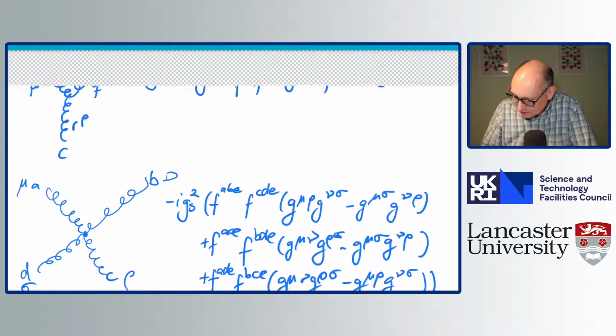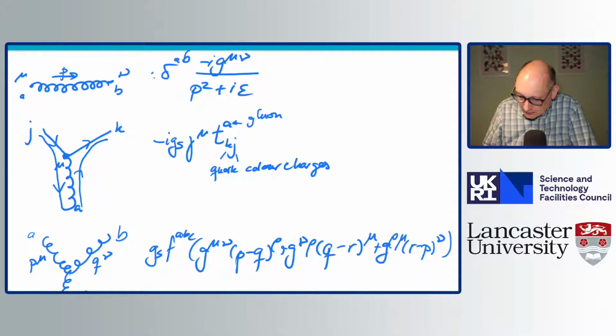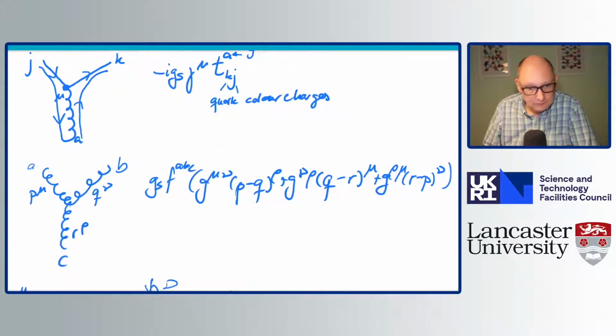Now, I already said, I'll just repeat here, that the color matrices and the spinor matrices, the gamma mu's, of course, act in different spaces, right? So T^A_{KJ}: the K and J act on the color vectors, and the gamma matrix in spinor space acts on each of the spinor fields in that three-component column vector. Good.